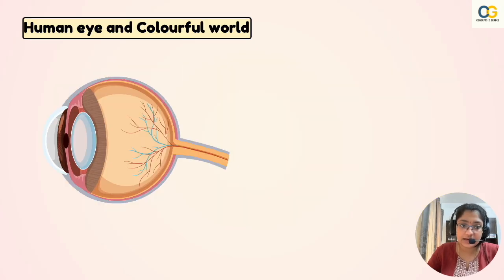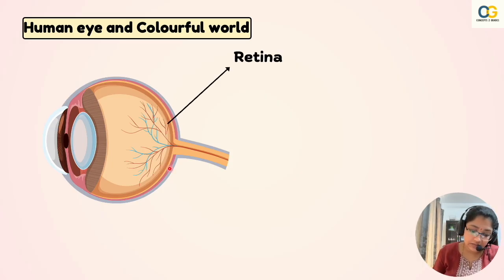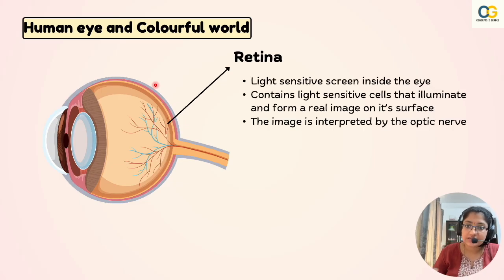Coming to the human eye, which is an organ that enables us to see the world. Let's see the different parts and their functions, starting with the retina, which is the end responsible for image formation. It's a light sensitive screen present inside the eye, and it contains light sensitive cells that illuminate and form a real image on the surface.